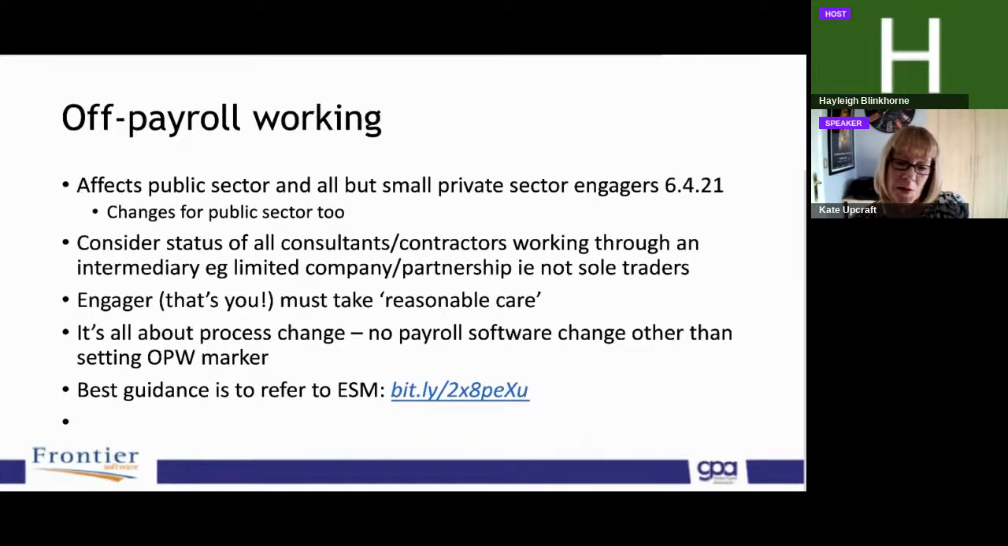If you're not on top of this yet, really the best place to go is the ESM, which stands for the Employment Status Manual. It's HMRC's internal procedure manual, and it's got all the information about off-payroll working.